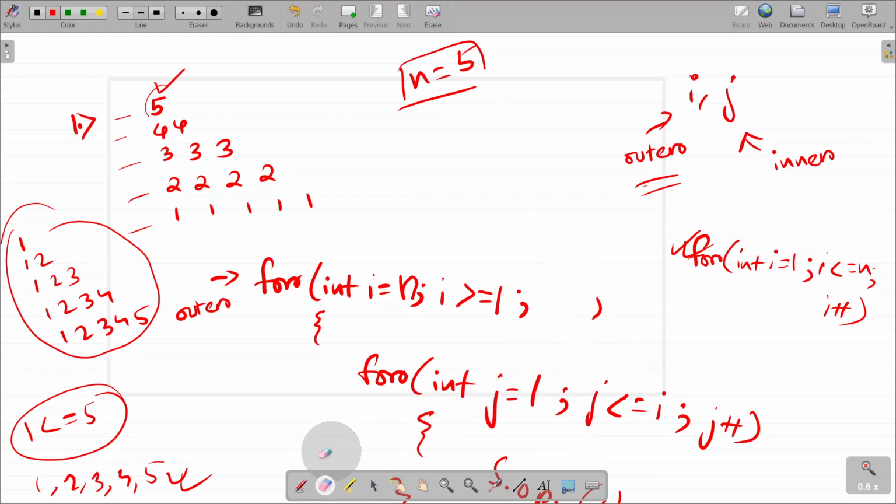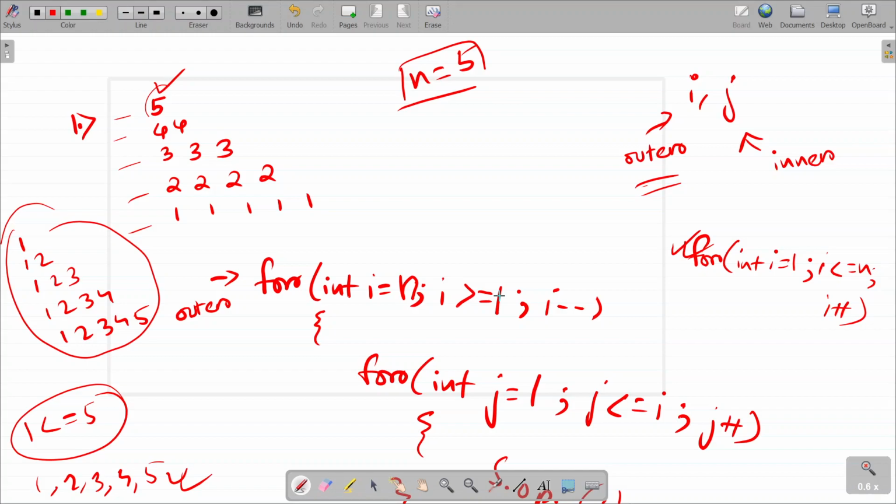And here the value of i is getting decremented. From 5 it becomes 4, then from 4 it becomes 3. So i is getting reduced one by one, so we have to do i minus minus. This will be your modified i loop. i is running in backward direction: 5, 4, 3, 2, 1. That's just a basic syntax modification in the i loop.